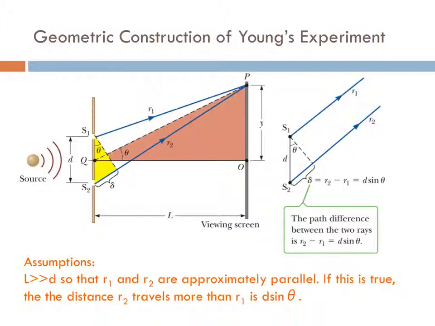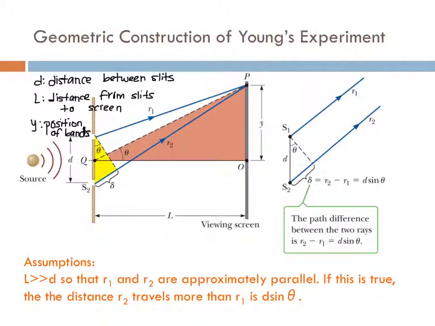So now we're going to talk about the geometric construction of Young's experiment. So we need to define some variables, where d is the distance between the two slits, labeled here. L is the distance from the slits to the screen, down here. And then y is going to represent the position of the bands. So the y can actually be a positive or negative number because we're going to designate the center between these two slits as position equal to 0.